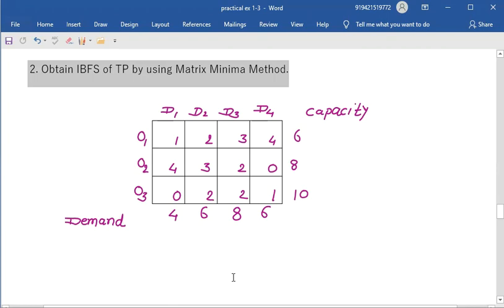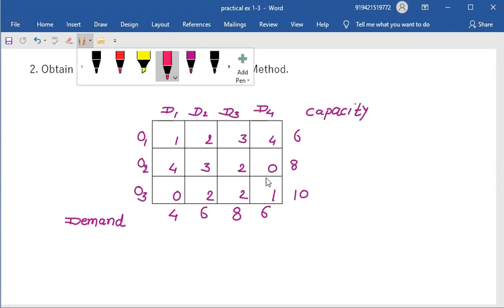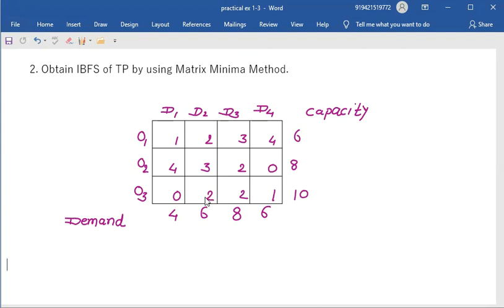Now let us use the matrix minima method, or lowest cost entry method, to find the initial basic feasible solution of this transportation problem. Now we examine the cost matrix and select the cell with the lowest cost. We find that 0 is the lowest cost and it occurs in two cells, second row fourth column and third row first column. So we can use any one of these two cells.